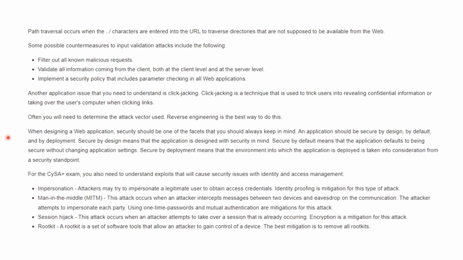Session hijack. This attack occurs when an attacker attempts to take over a session that is already occurring. Encryption is a mitigation for this type of attack. And a rootkit is a set of software tools that allow an attacker to gain control of a device. The best mitigation is to remove all rootkits.